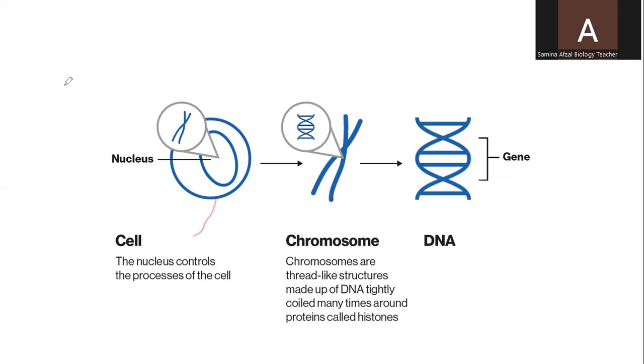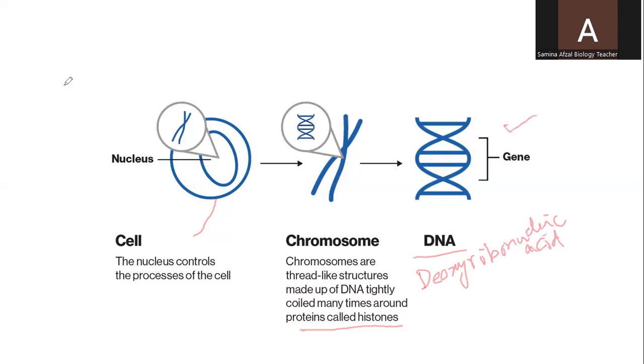So chromosomes are thread-like structures which are present in the nucleus, and these thread-like structures are made up of DNA. DNA is tightly coiled many times around proteins called histones. So DNA is the deoxyribonucleic acid. They are in the form of thread-like structures when there is no cell division, but at the time of cell division, they are condensed and take the shape of chromosomes.